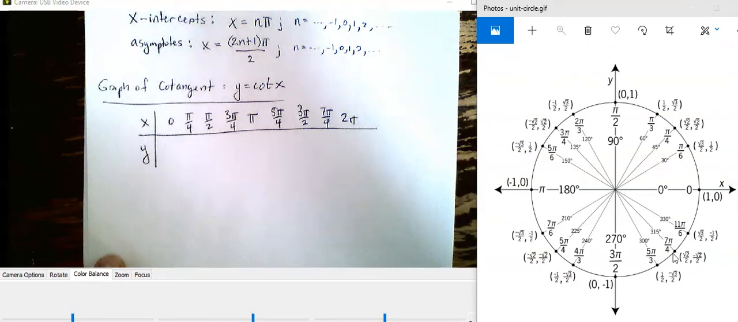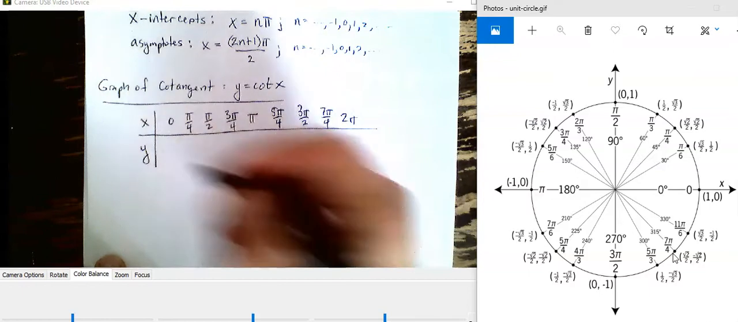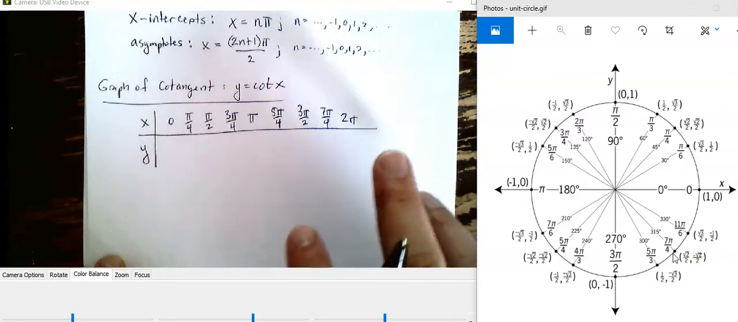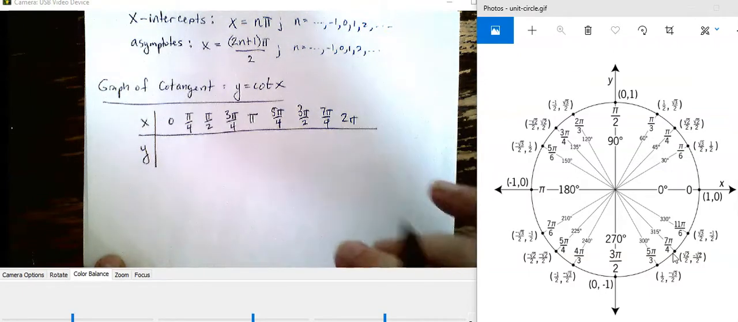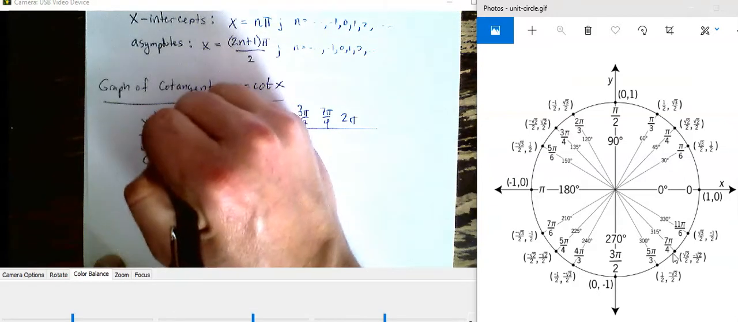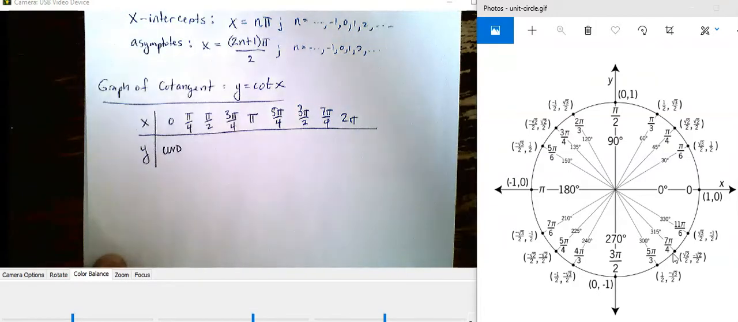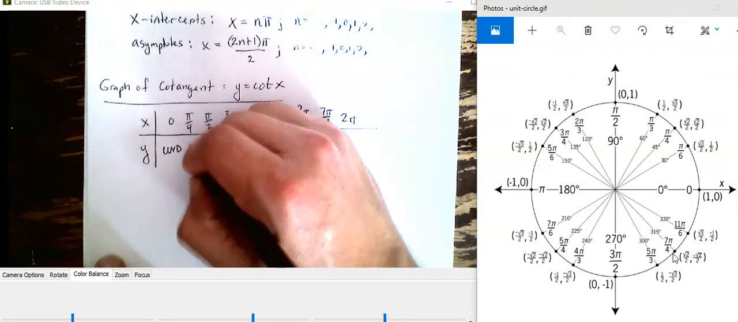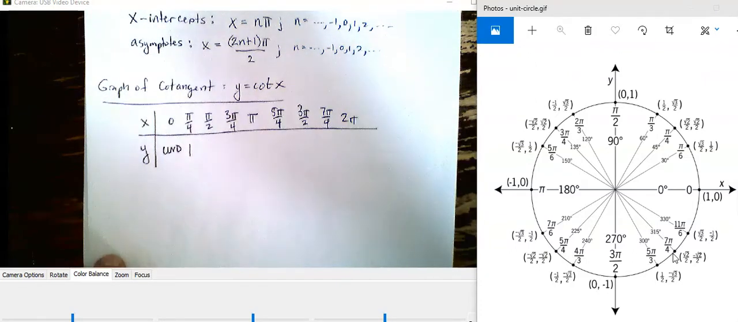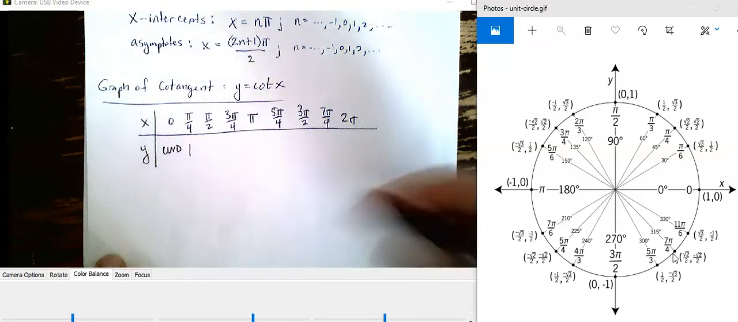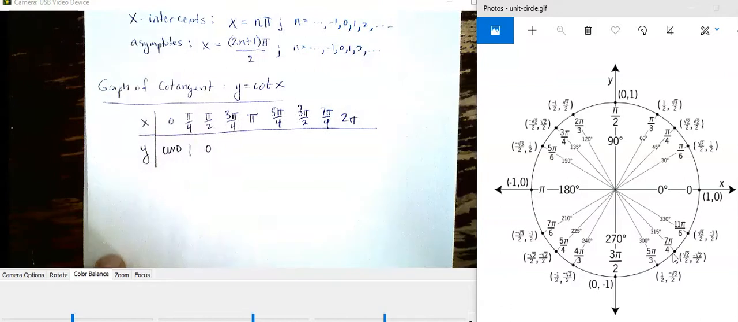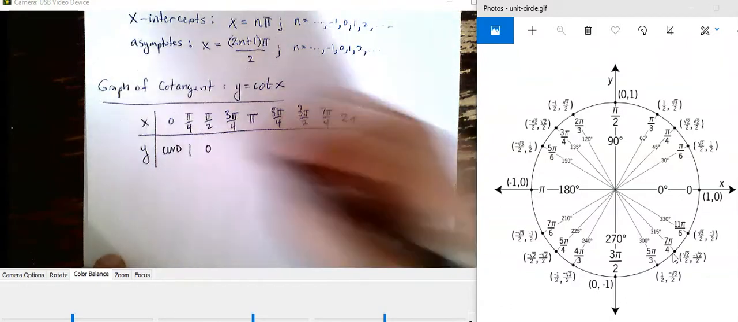So the reciprocal of 0 is undefined, right? So 0 divided by 1, if we flip that, that would be 1 divided by 0. So anywhere we have a 0 on the tangent curve, we have an undefined on the cotangent curve. The reciprocal of 1 is simply 1. The reciprocal of undefined, so remember we got an undefined result, that was 1 over 0. So the reciprocal would be 0 over 1, or 0. The reciprocal of negative 1 is negative 1.